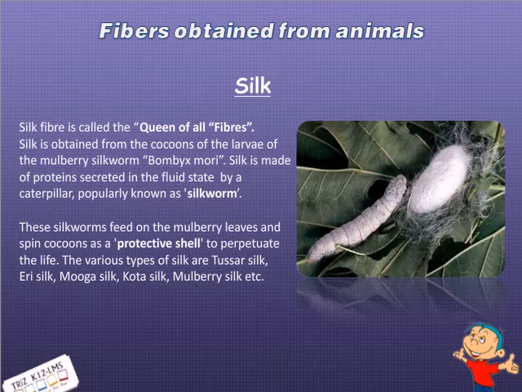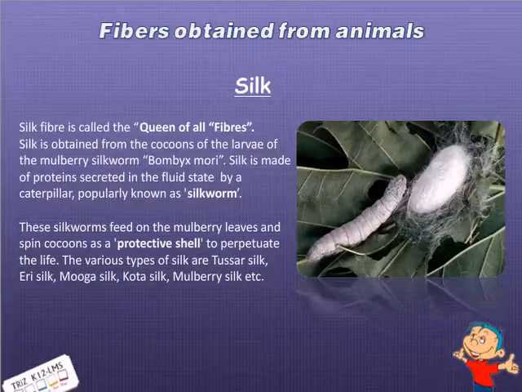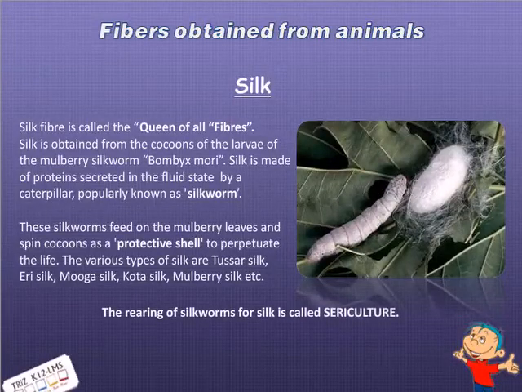The various types of silk are tussar silk, eri silk, muga silk, kota silk, mulberry silk, etc. The rearing of silkworms for silk is called sericulture.